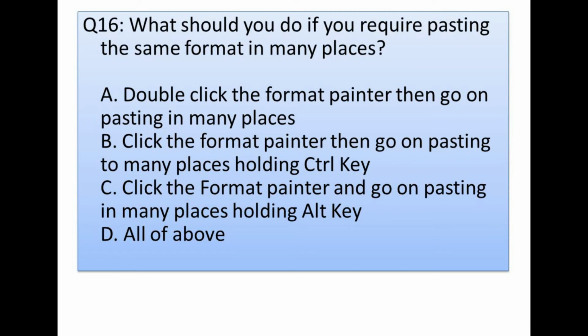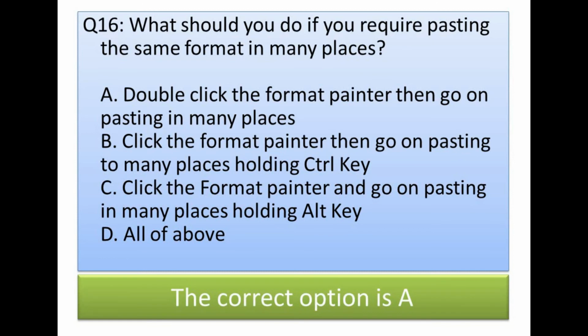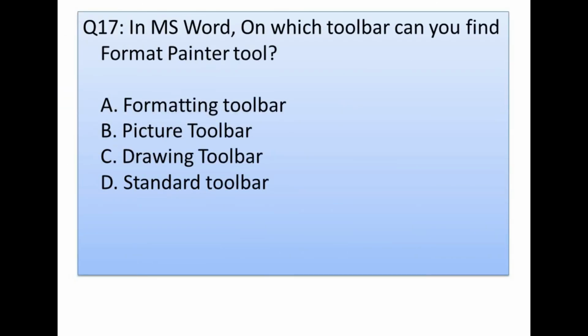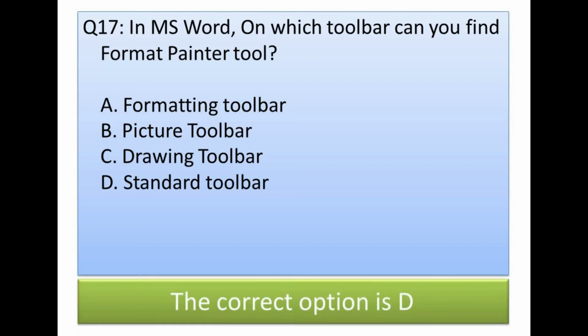What should you do if you require pasting the same format in many places? Double click the format painter, then go on pasting in many places. Click the format painter, then go on pasting in many places holding the Control key. Click the format painter and go on pasting in many places holding the Alt key. All of the above. The correct option is A. In MS Word, on which toolbar can you find the Format Painter tool? Formatting toolbar, Picture toolbar, Drawing toolbar, Standard toolbar. So the correct option is D.